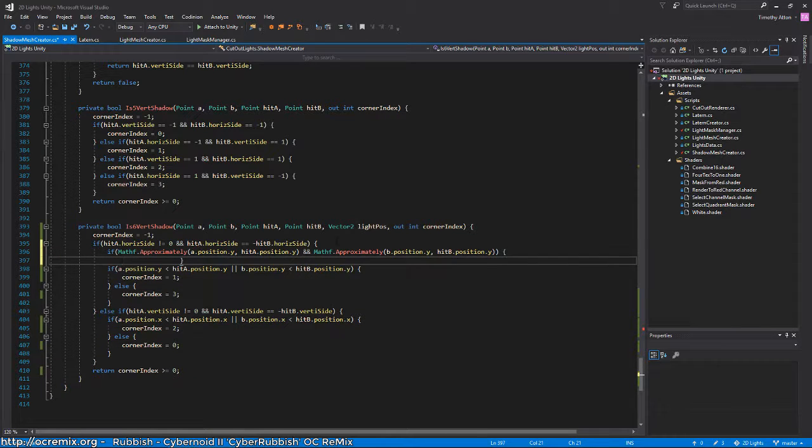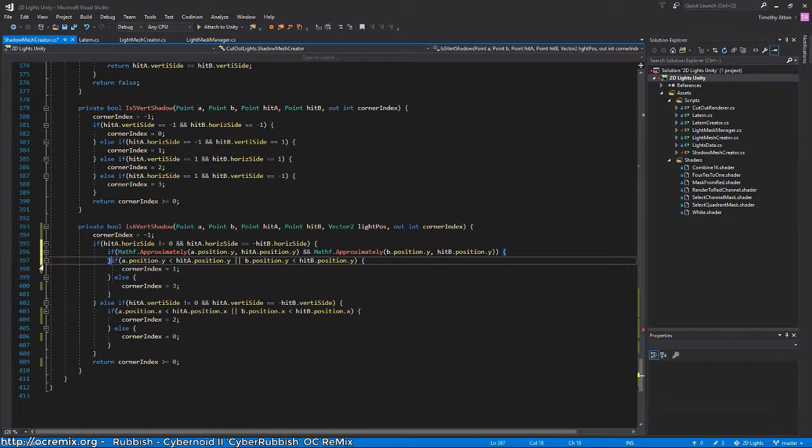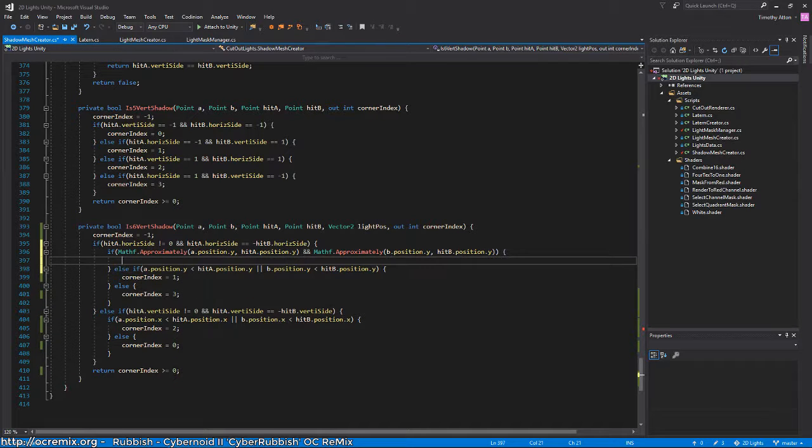And Unity has this useful approximately function, which tests if two floating point variables are within an extremely small interval. Okay, so if this happens, then we need to just test A against the light position. So it'd be if A dot position dot Y is less than light position.